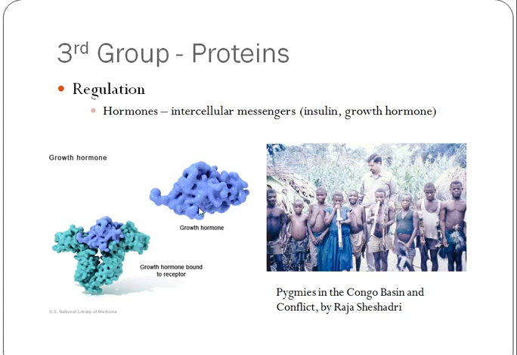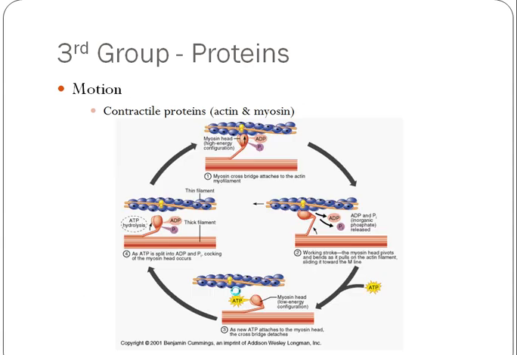Growth hormone is a pretty important thing, and it turns out these pygmies in the Congo Basin have a malfunctioning growth hormone. It's not the right shape, and we'll see how that works in a second. It's not the right three-dimensional shape, and so they don't grow past a certain height.